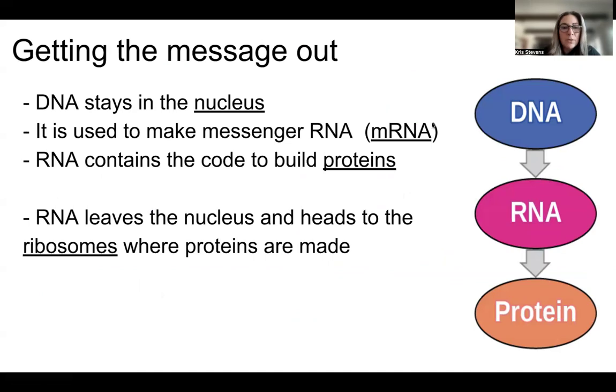Getting the message out, DNA stays in the nucleus. It is used to make RNA. We just went over that. RNA contains the code to build proteins. RNA leaves the nucleus and heads to the ribosomes where proteins are made. Remember, ribosomes do protein synthesis, and this is the central dogma.